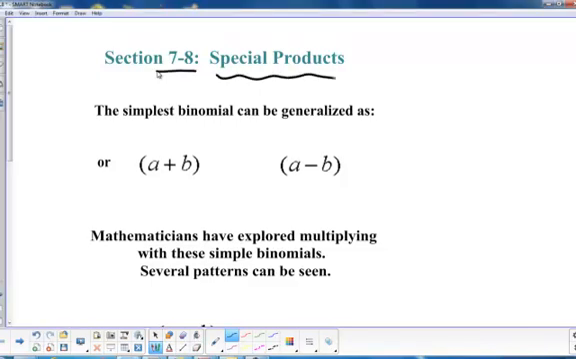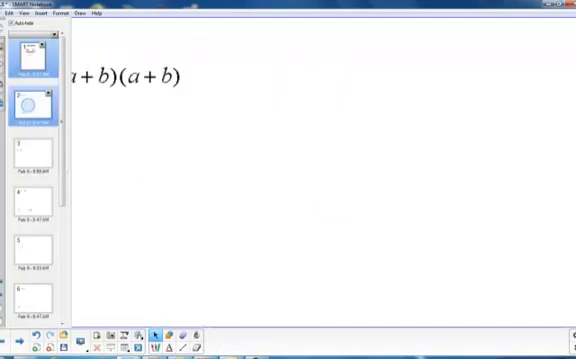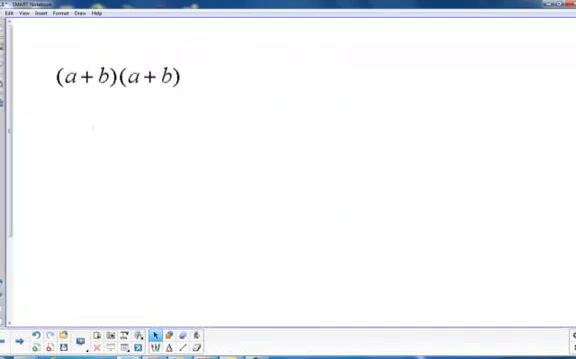This is all about these special products. And remember, a binomial is two terms. So this is two terms. They both happen to be letters. And this is two terms. So both of these parentheses are binomials. And there are some patterns that we get when we multiply those two binomials to themselves or each other.